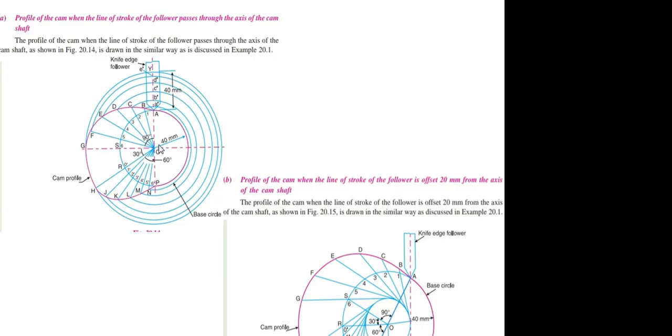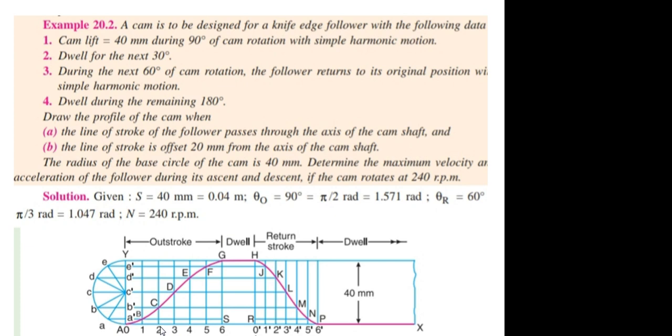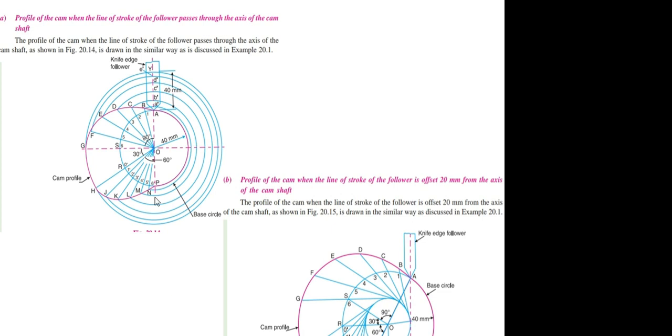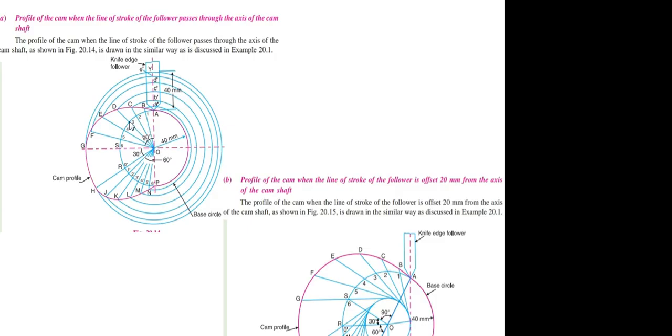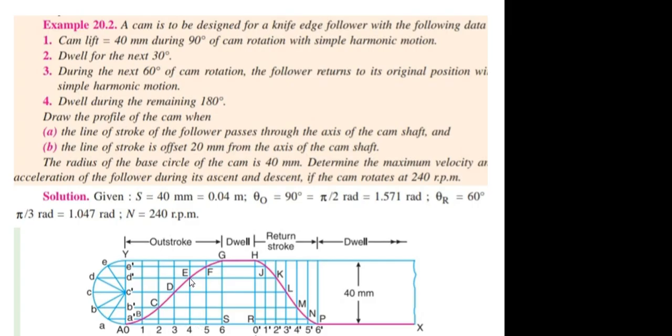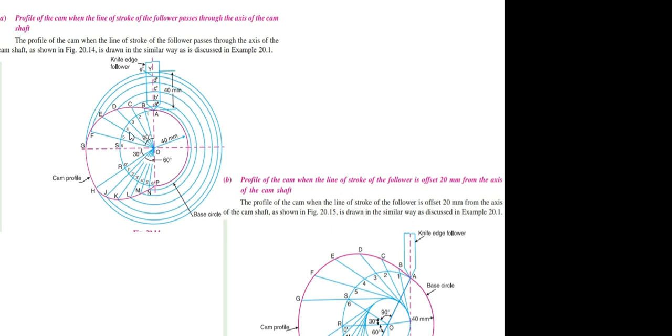Similarly, for the next 15 degrees of rotation of the cam, the follower will move from B to C. So take distance 2C in your compass from the base circle and mark on the second line. You will get point C. Take distance 3D in your compass from the base circle, mark on the third line. You will get point D. Take distance 4E in your compass from the base circle, mark on the fourth line.